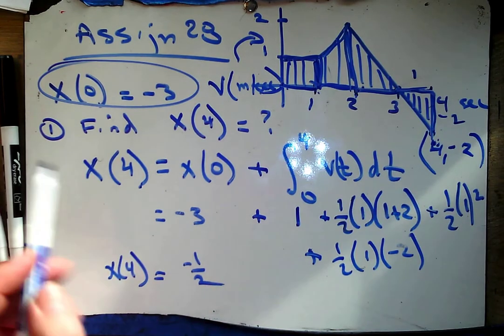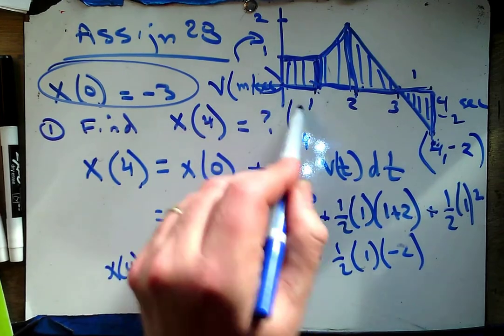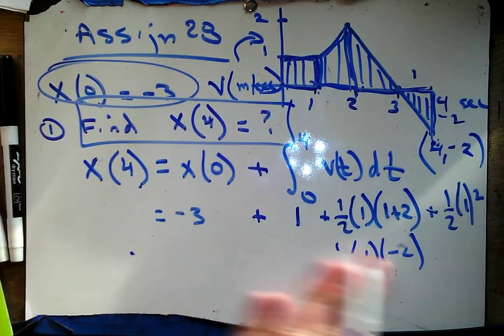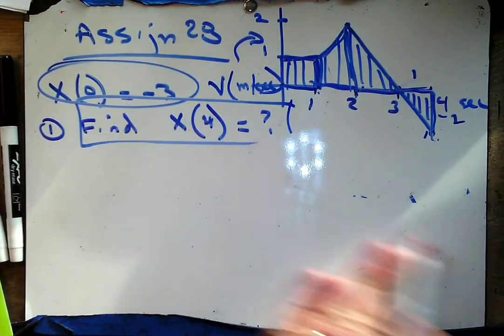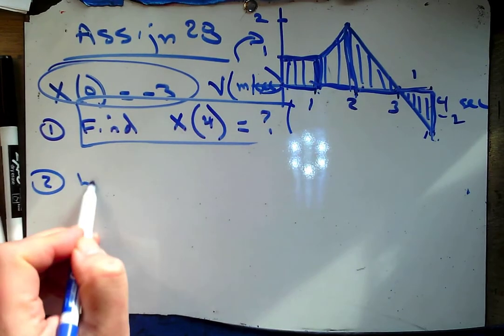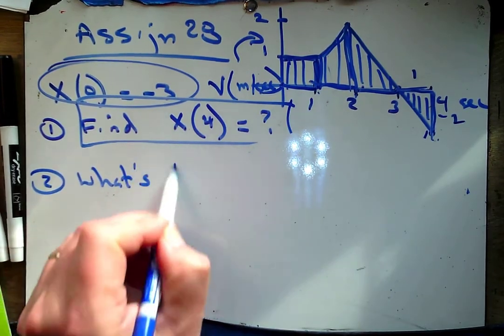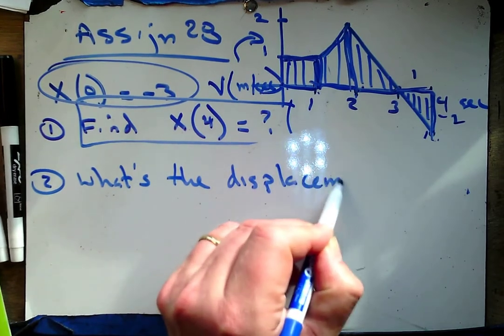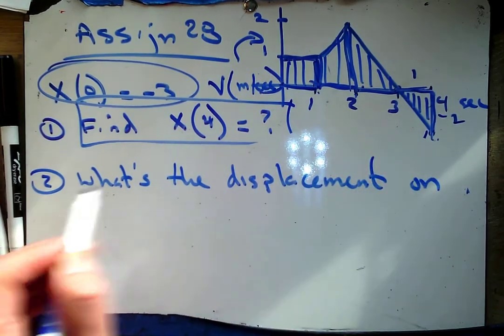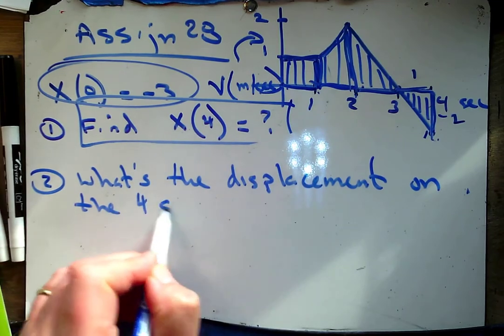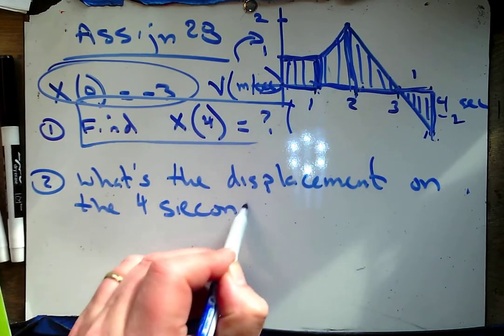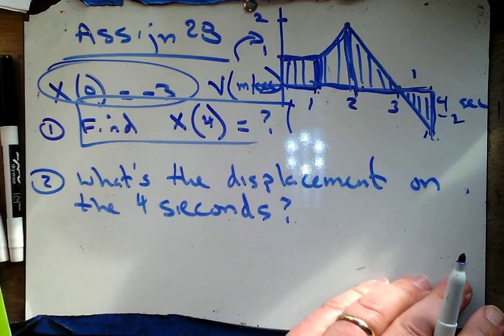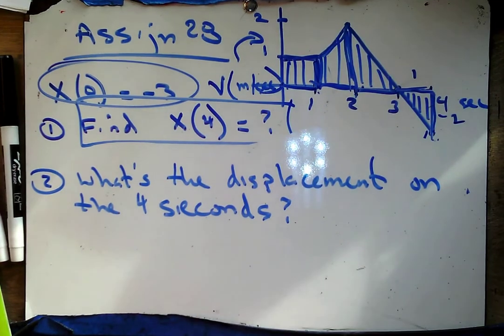So that was question 1. Find x of 4. How about the second question? Question 2. What's the displacement on the 4 seconds? Okay, give it a go.